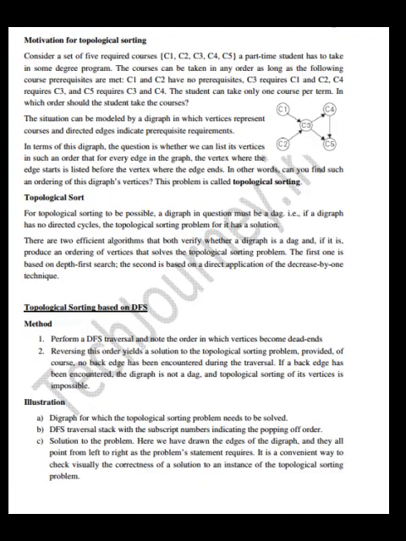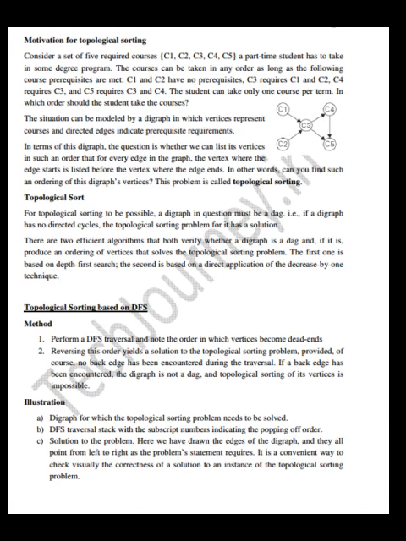Motivation for topological sorting. Consider the set of 5 required courses C1, C2, C3, C4, C5 that a part-time student has to take in some degree program. The courses can be taken in any order as long as the following course prerequisites are met. C1 and C2 have no prerequisites. C3 requires C1 and C2. C4 requires C3, and C5 requires C3 and C4. The student can take only one course per term. In which order should the student take the courses?